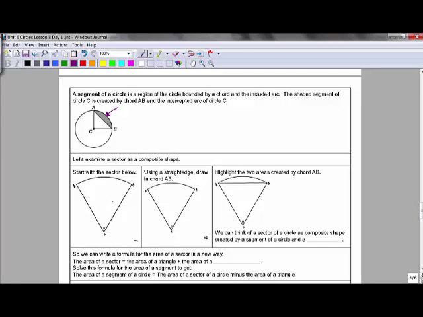So we're going to start with a slice of pizza. We're going to use a straight edge and put in that chord AB. And then we're going to highlight the two distinct areas that we just formed. So we've got the crust out here, and then we've got the rest of the piece of pizza over here. Pretty bad shading. You're doing a neater job than I am.